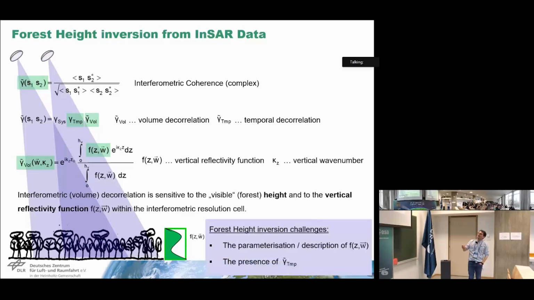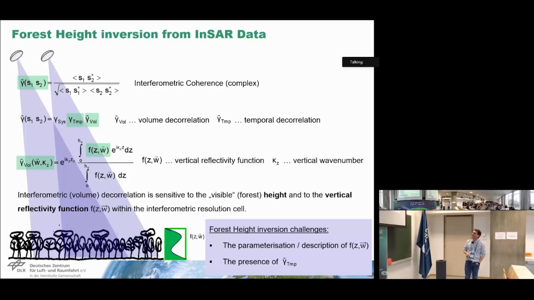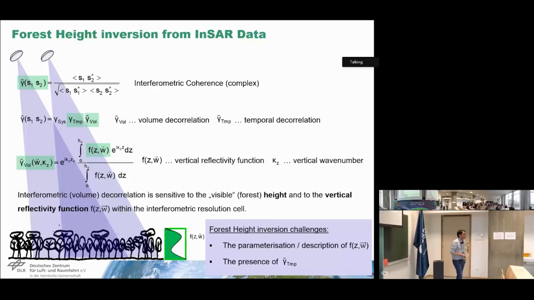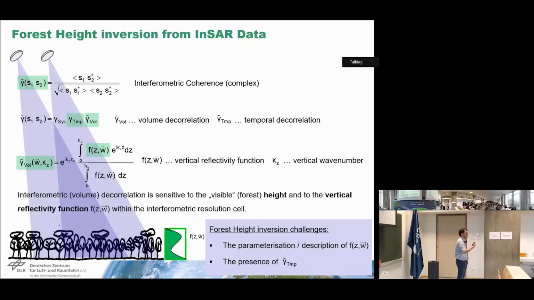So, we understand, you see here, forest height is in this small point in this equation. And then you understand that if you would like to estimate this parameter, what you need, first of all, is to get the volumetric decorrelation. This means if you have temporal decorrelation, you need to be able to compensate for it. The second one, you need a parameterization for the vertical reflectivity function. Someone tells you, it gives you a profile, it gives you a shape. That's one possibility. And another possibility is to use tomography.